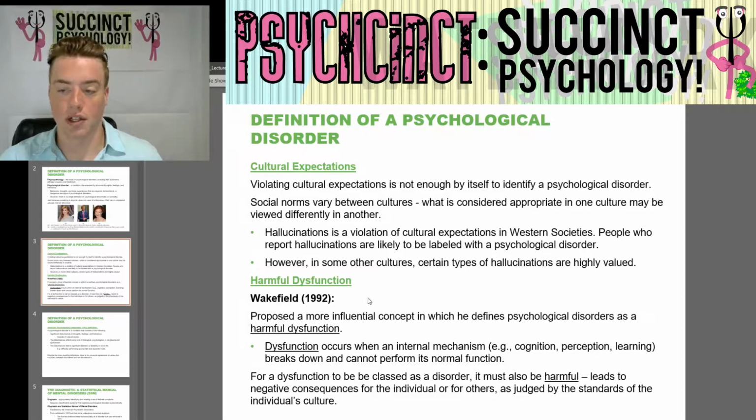A harmful dysfunction. Wakefield, 1992, proposed a more influential concept in which he defined psychological disorders as a harmful dysfunction. Dysfunction occurs when an internal mechanism, for example cognition, perception, and learning, breaks down and cannot perform its normal function. For dysfunction to be classed as a disorder, it must also be harmful or lead to negative consequences for the individual or for others, as judged by the standards of the individual's culture.